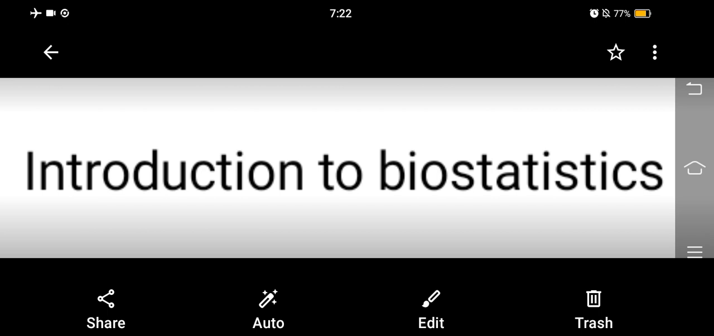Number of individuals, capital N. Statistic, small n. Mean, mu. Statistic, x bar. Variance, sigma square. Standard deviation, just sigma. Proportion, p. Pearson correlation coefficient, r. Number of cases, small n. And statistic is large n.